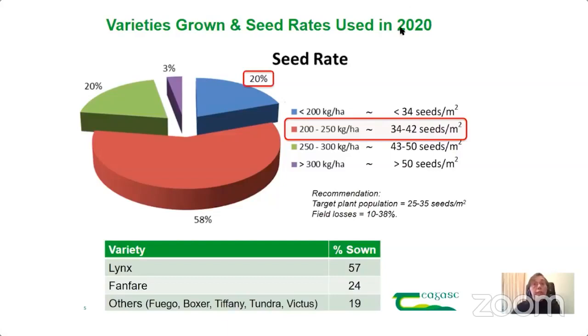A note on varieties to say that 57% of the spring beans sown were Lynx, effectively displacing both Fuego and Fanfare.